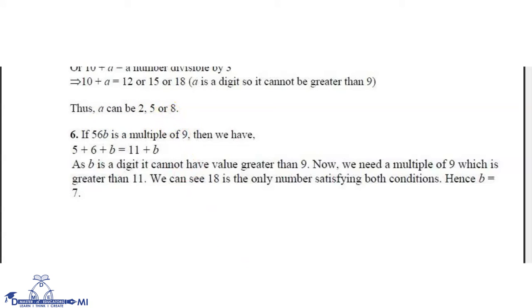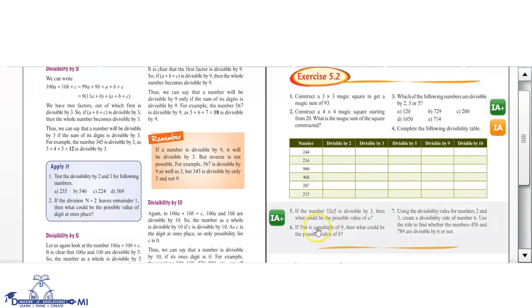Now let's move to question number 6. What is in question number 6? A similar type of question is there as well. If 5, 6b, a 3-digit number, is a multiple of 9, then what could be the possible value of b? What could be the possible value of b? If it is a multiple, it must also be divisible by 9 as well.